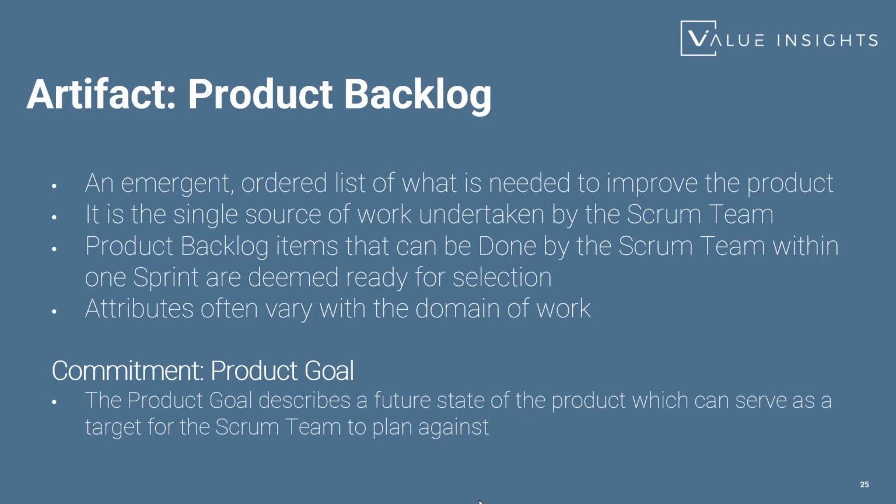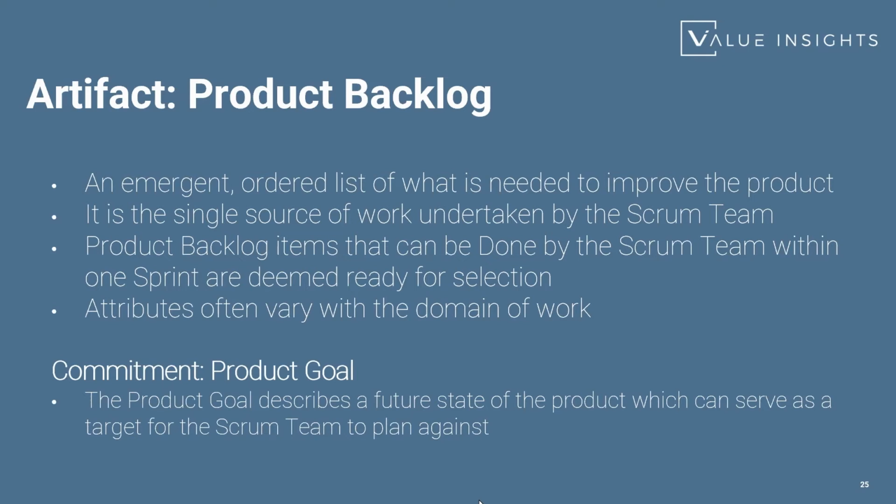Attributes often vary with the domain of work. So depending on whether you work in HR, marketing, maybe software or car manufacturing or jet fighters, depending on the industry or function where you stand, you will have different attributes inside your product backlog item. But in general, you will see a title for a product backlog item, a description of it, potentially some indication regarding its size, maybe also some acceptance criteria, and so on.